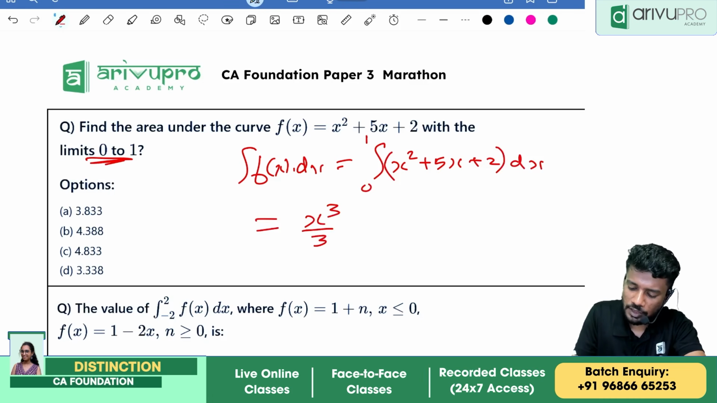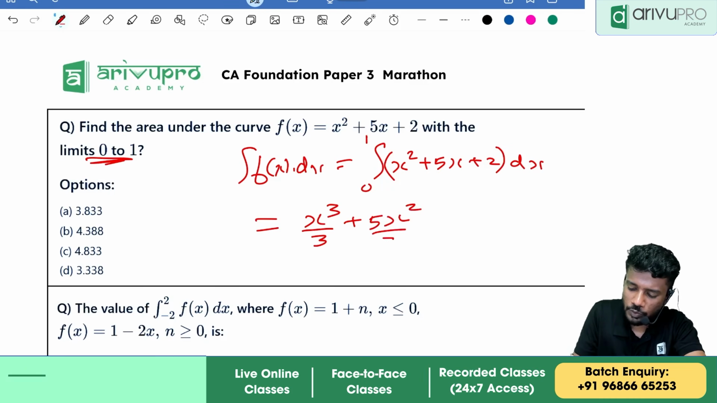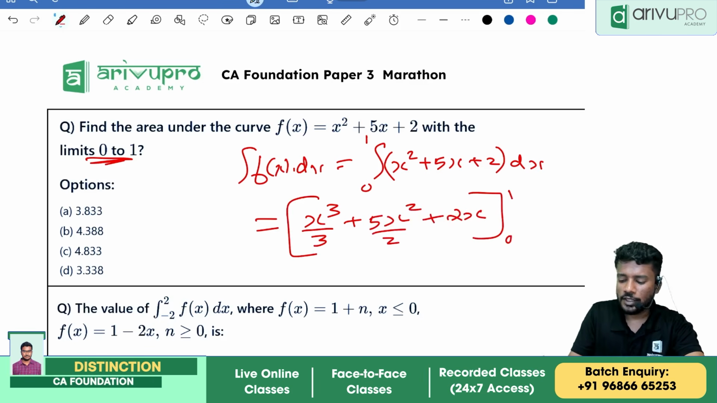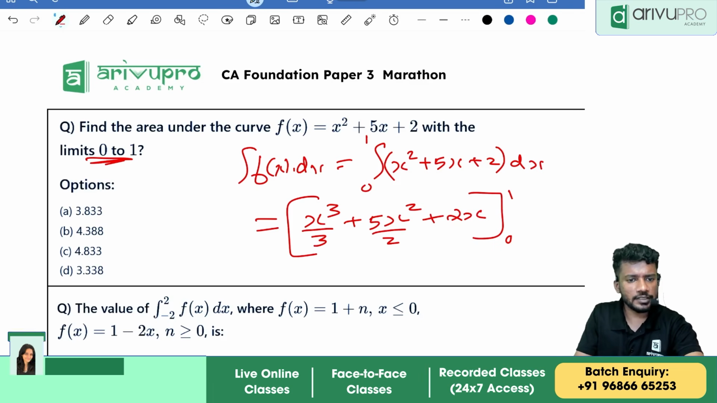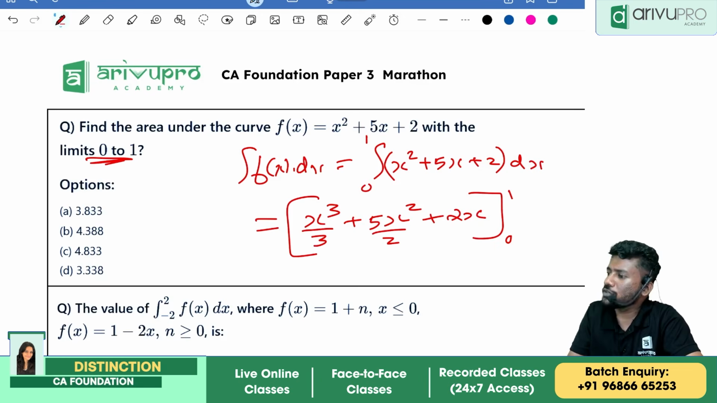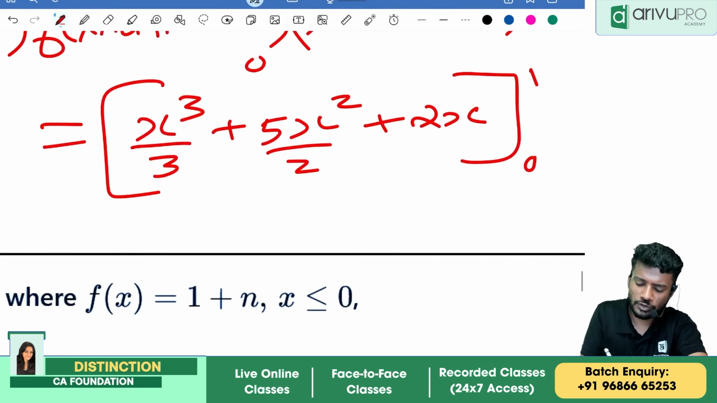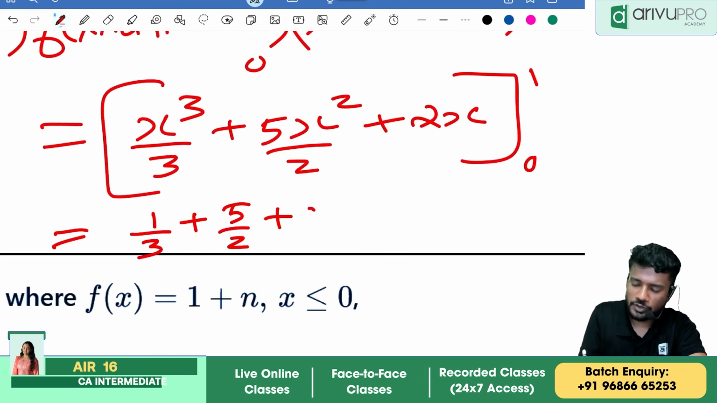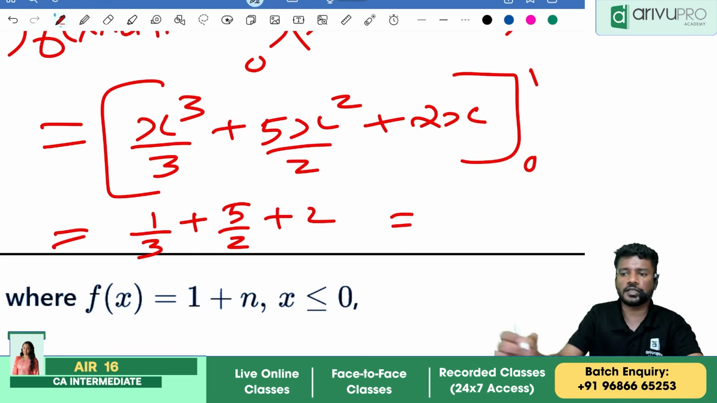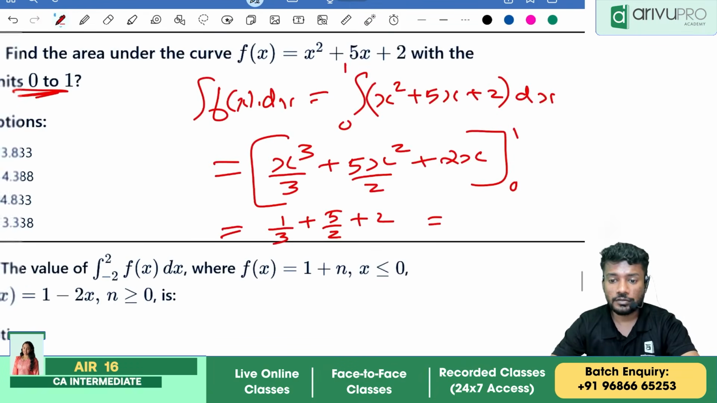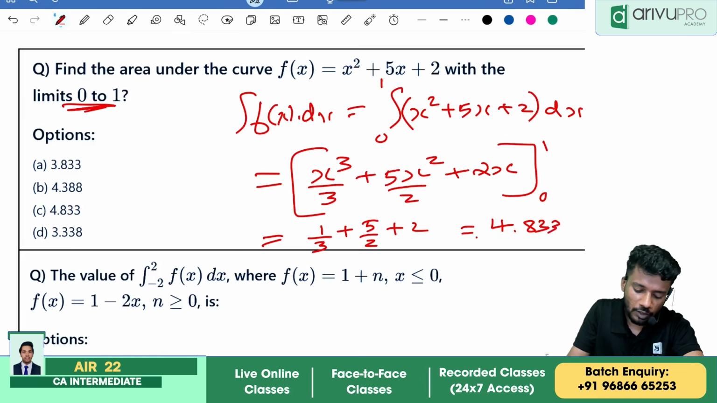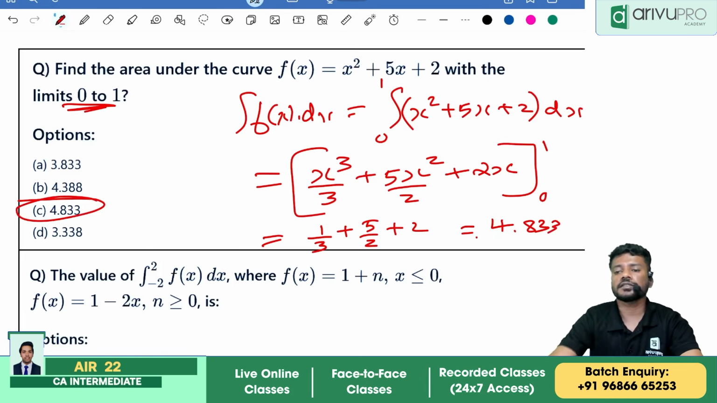Now which is equal to x^3/3 + 5x^2/2 + 2x, the entire thing from 0 to 1. Will you apply the lower limit? No, it's not required, because x is present everywhere and the lower limit value is 0, so it will anyway become 0. So apply the upper limit: 1/3 + 5/2 + 2. Use mental calculation. How much is it? 4.833. Option C is your answer. Clear?